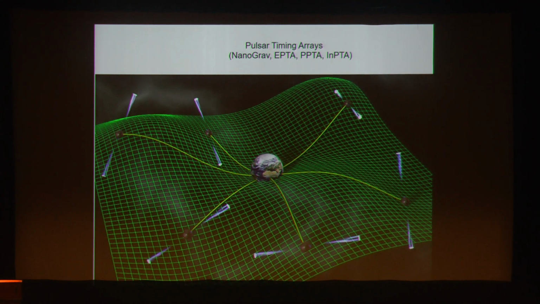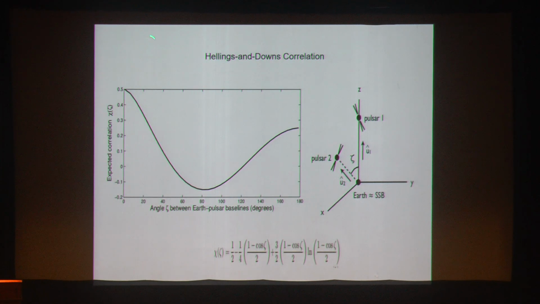But that is not enough. It could be some spurious effect, some other things which might not be related to this gravitational wave background. So what one can do to understand that these pulsars really detected gravitational waves is look at a particular correlation called the Hellings-Downs correlation.